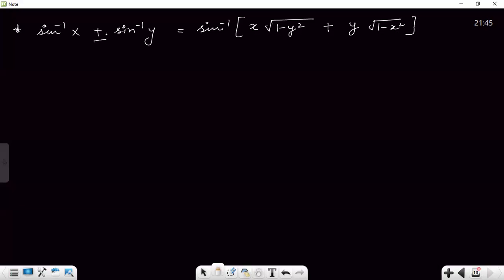For sine inverse of x minus sine inverse of y, this will be sine inverse of x into square root of 1 minus y square minus y into square root of 1 minus x square. Is this formula clear? Is there any difficulty in understanding this? Yes or no?